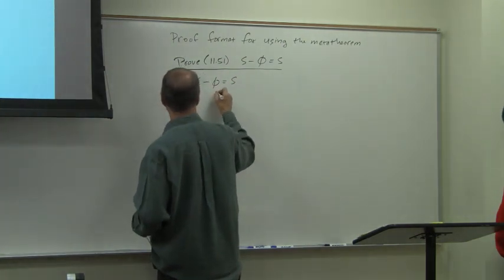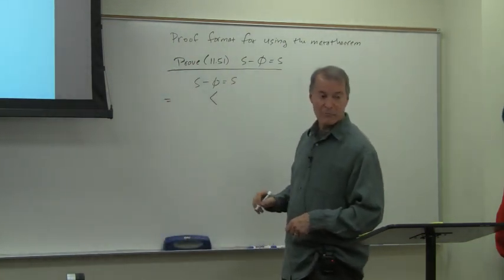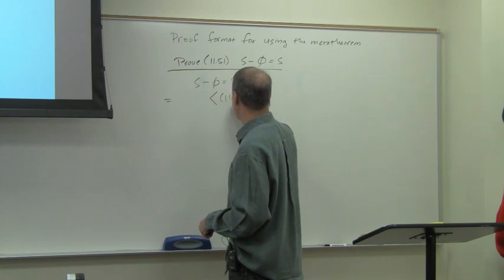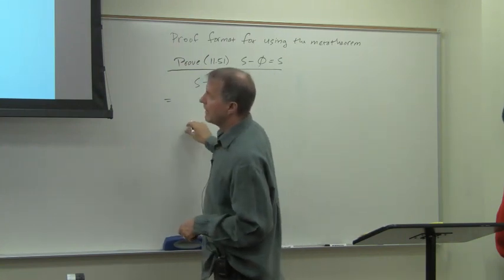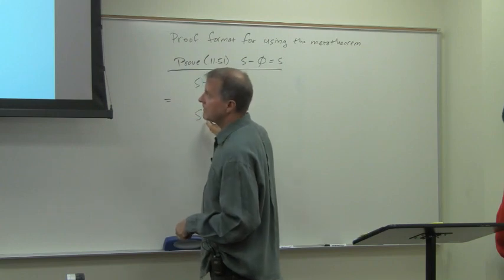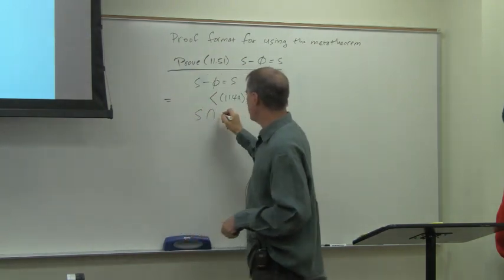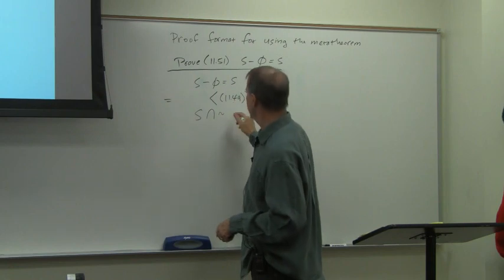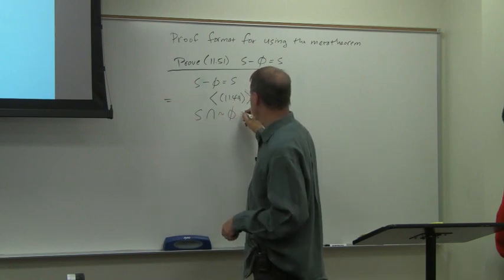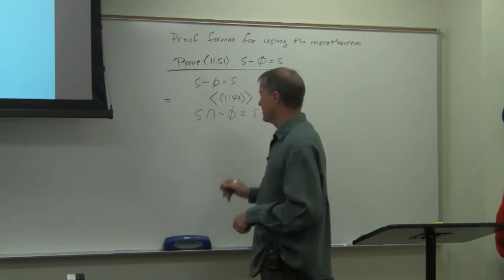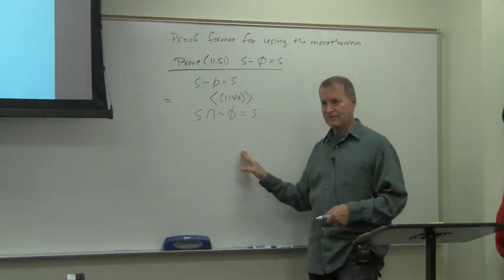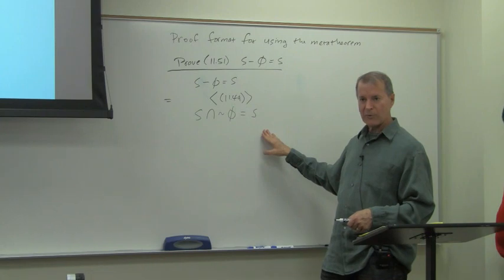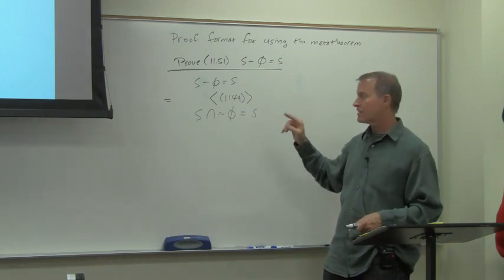Now this equals, by 11.49, S intersection the complement of the empty set, which equals S. Are you with me? Does everybody see how that followed? But now what do we have? Now we have it in a form where we can use the Metatherm. Are you with me? So here's the format.